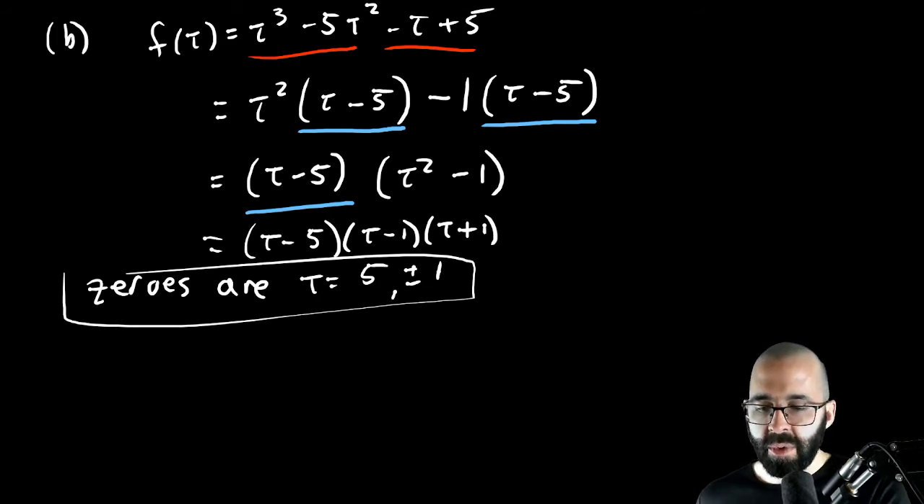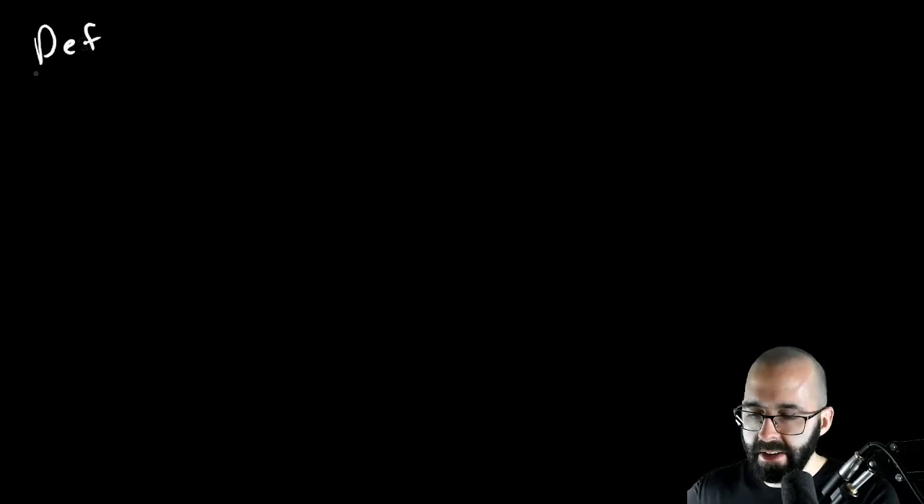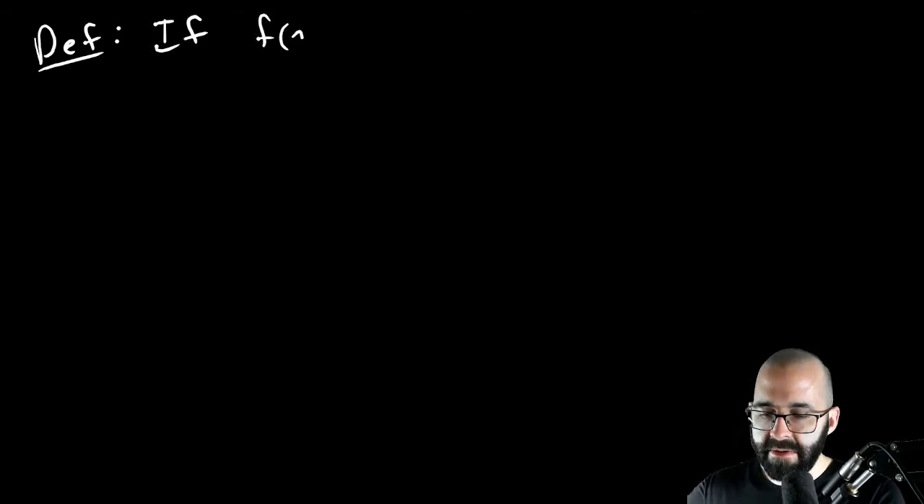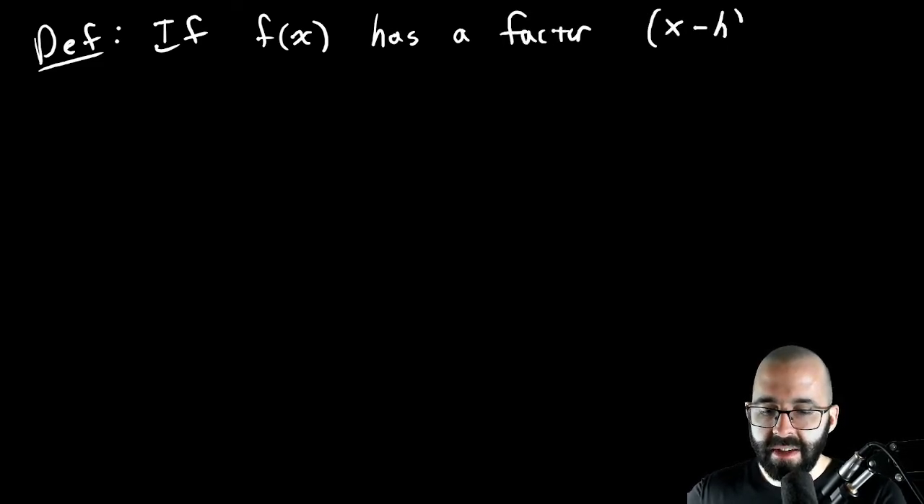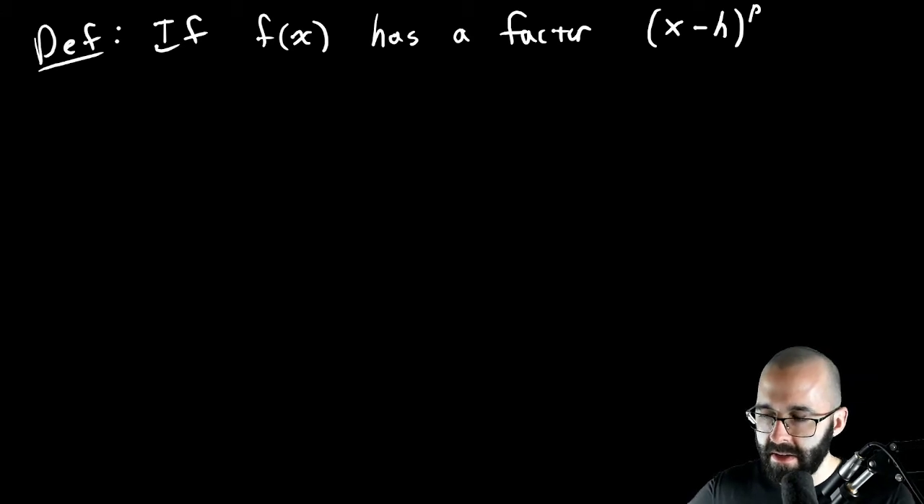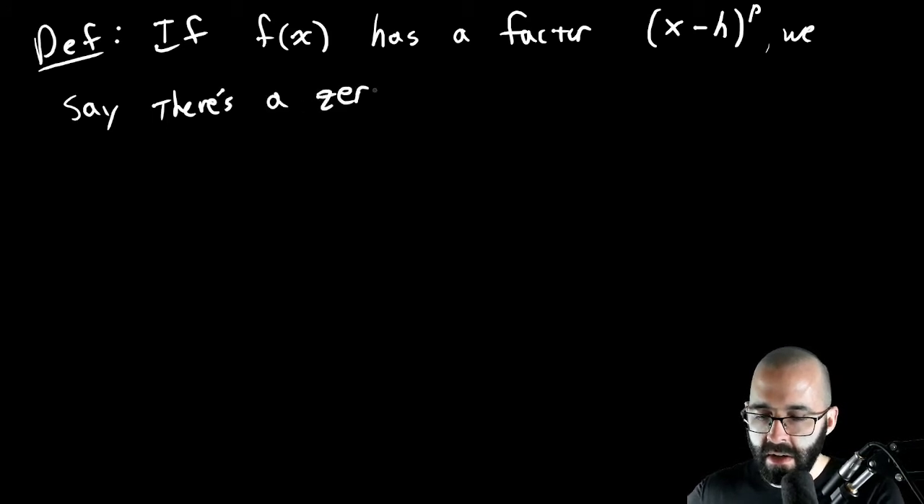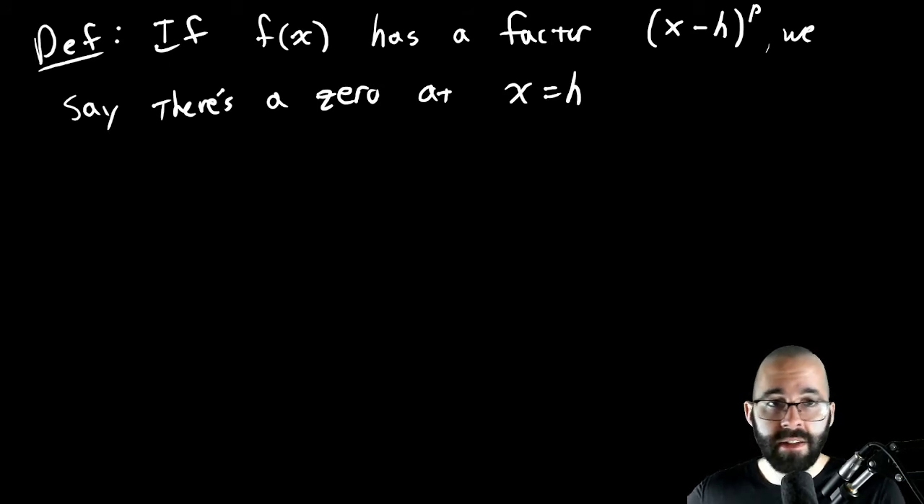All right, we're going to do one more definition and then an example problem to kind of talk about it. A little exploration. So another definition: if f of x, if our polynomial function has a factor that looks like x minus h to the p, then we say there's a 0 at x equals h. We already saw this in the last problem, right?